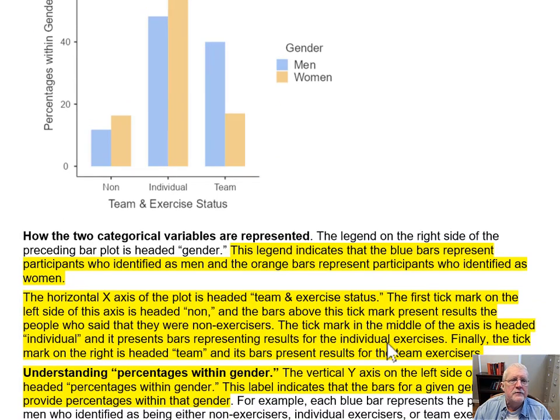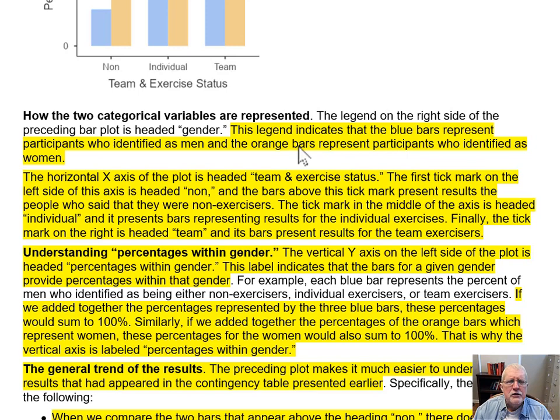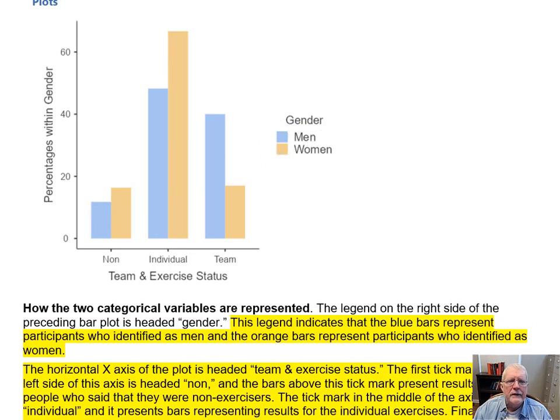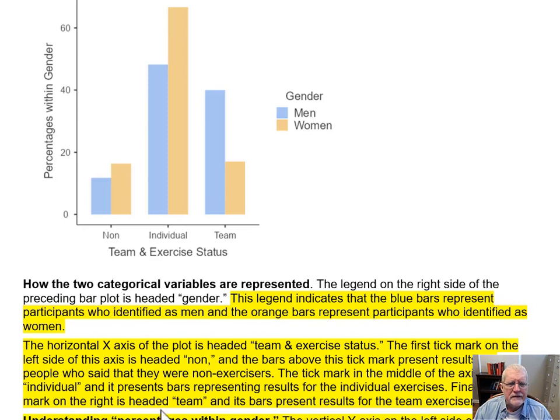The text below describes the plot. The legend in our table, which is this bit, indicates that the blue bars represent participants who identified as men, orange bars represent participants who identified as women. So blue bars represent the men, orange bars represent the women. The horizontal x-axis of the plot is headed team and exercise status. The first tick mark on the left side is headed non, and the bars above this tick mark represent results for the people who said they were non-exercisers. So the horizontal x-axis is team and exercise status.